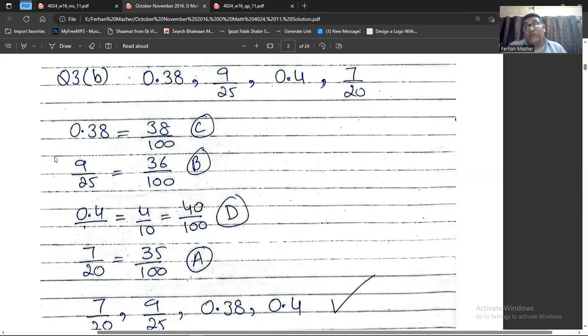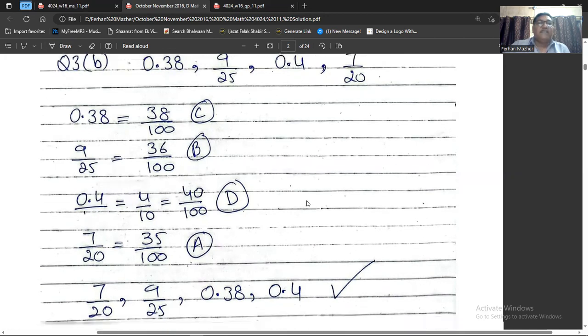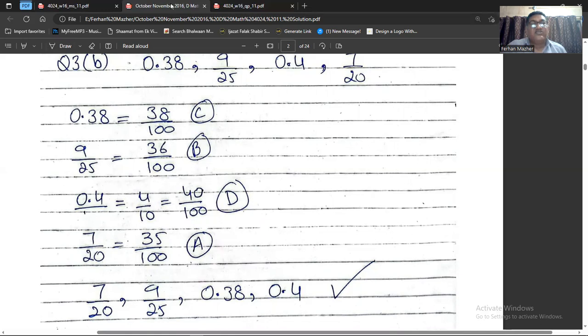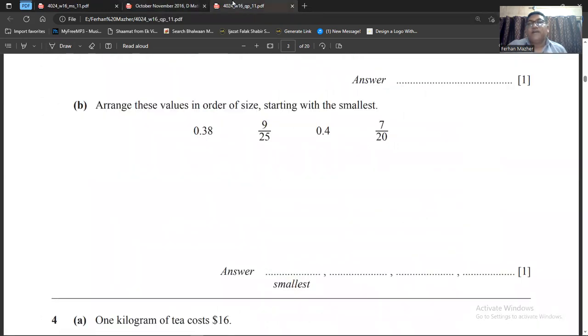So now, because the denominators are same, very easily by just comparing the numerators, you can decide which fraction is the smallest. So this one is the smallest, then this, then this, then this. That's why I've written A, B, C, and D. So in my final answer, I will write the original fractions: 7 by 20, 9 by 25, 0.38, and 0.4. Our answer is right. This is the solution. Question number 3, B part.